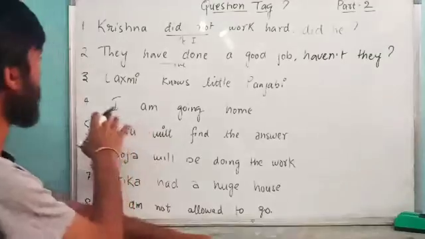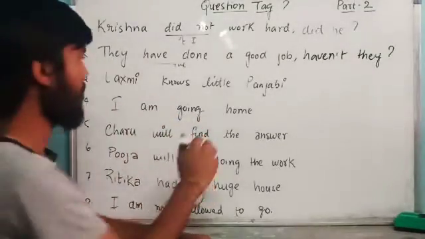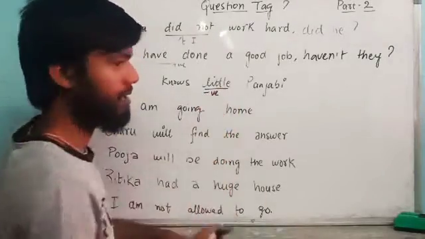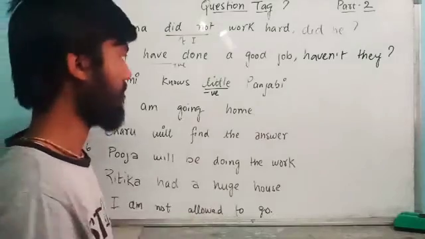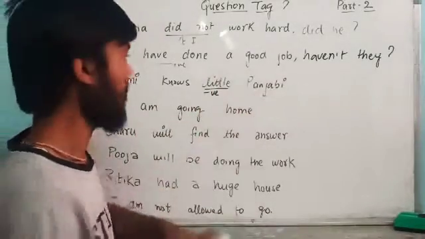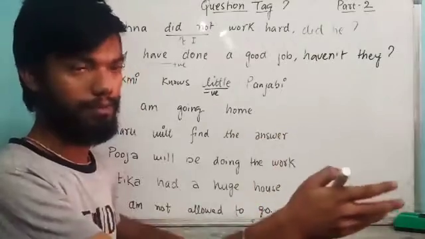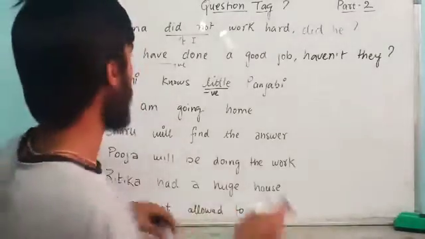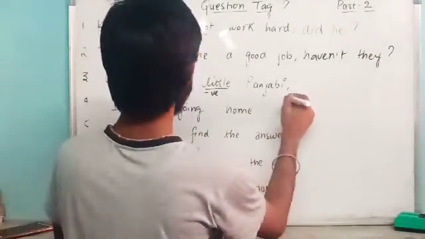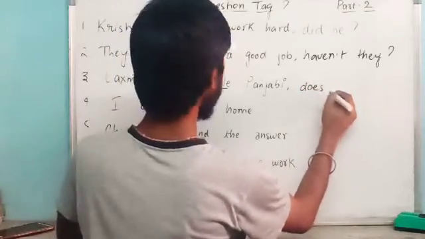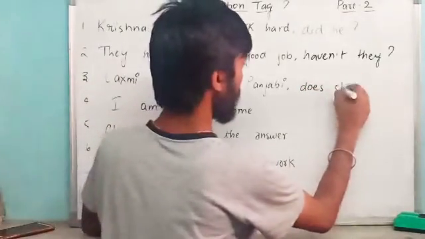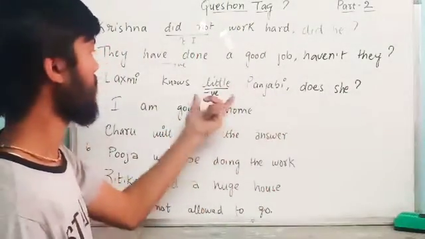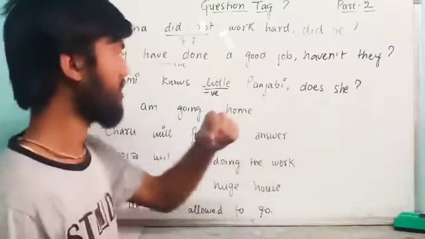Next, let's see the next sentence. Third: Lakshmi knows little Punjabi, right? So this word little, you need to remember, is negative. It has a negative sense. So Lakshmi knows little Punjabi. Now our question tag will be positive. Why? Because this little is negative, it's about nil, right? So Lakshmi knows little Punjabi, does she? According to Lakshmi, we use the pronoun she. And does, why? Because this is negative, so we need a positive question tag.